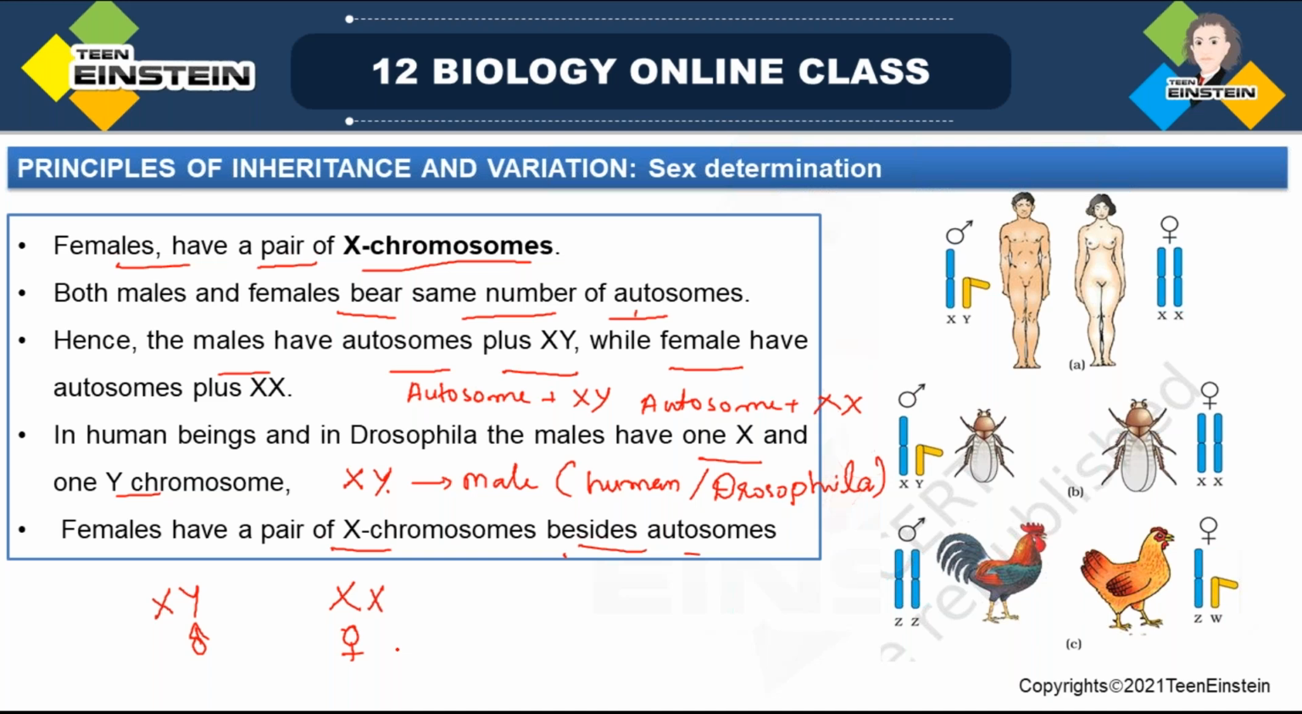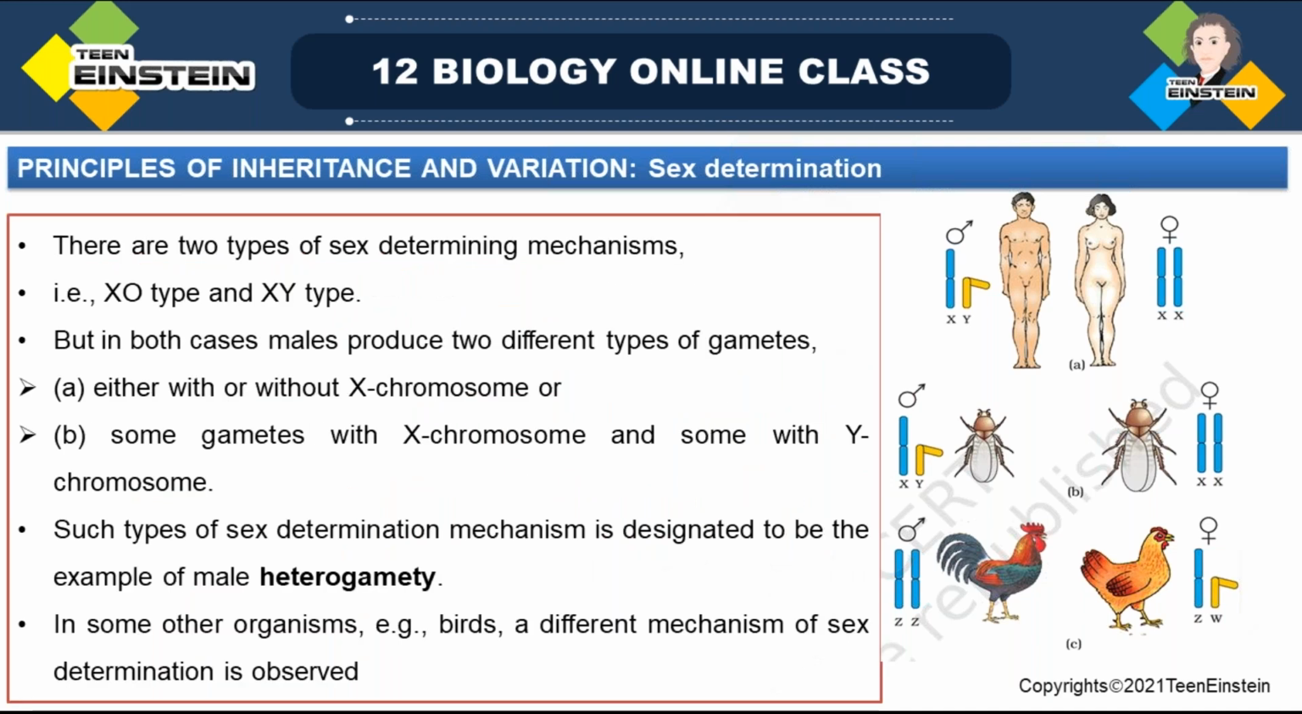And next, there are two types of sex determining mechanism: XO type and XY type. But in both cases, the male produces two different types of gametes.